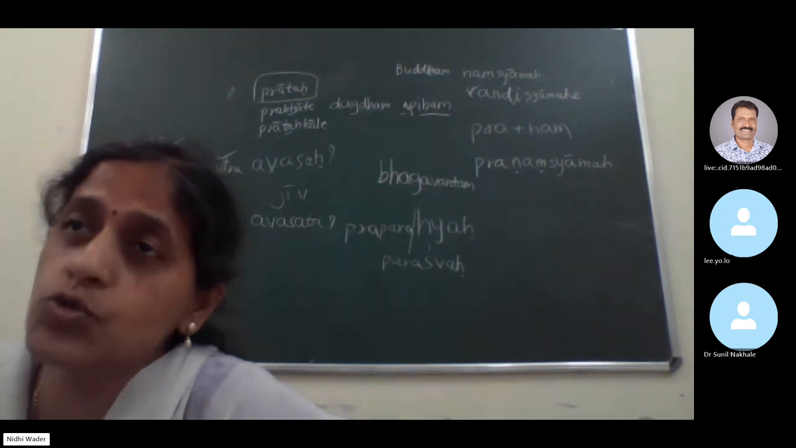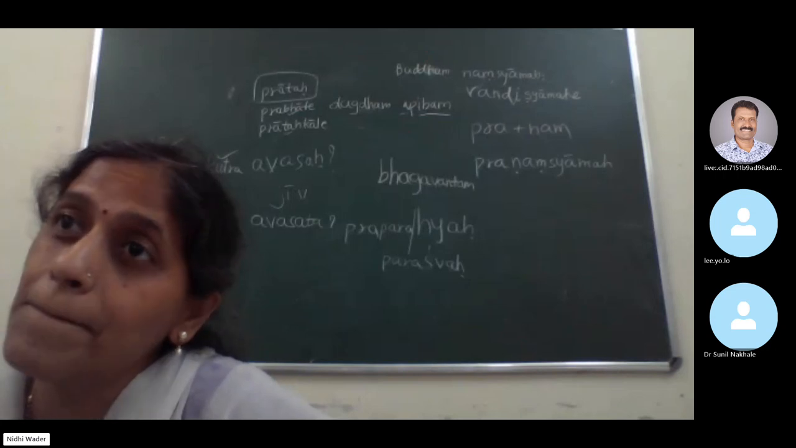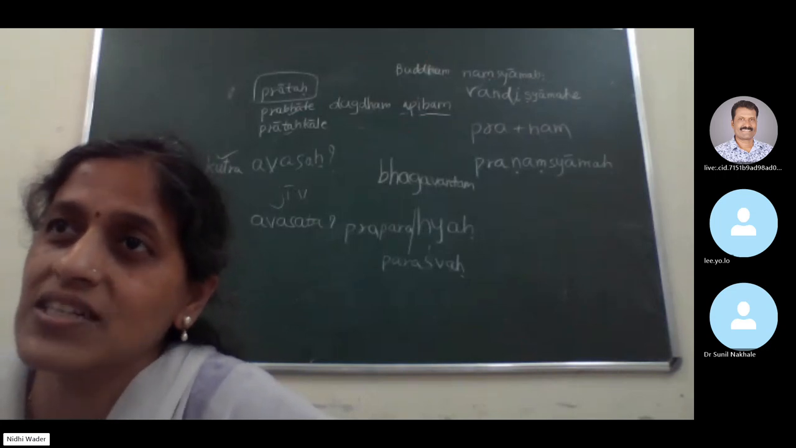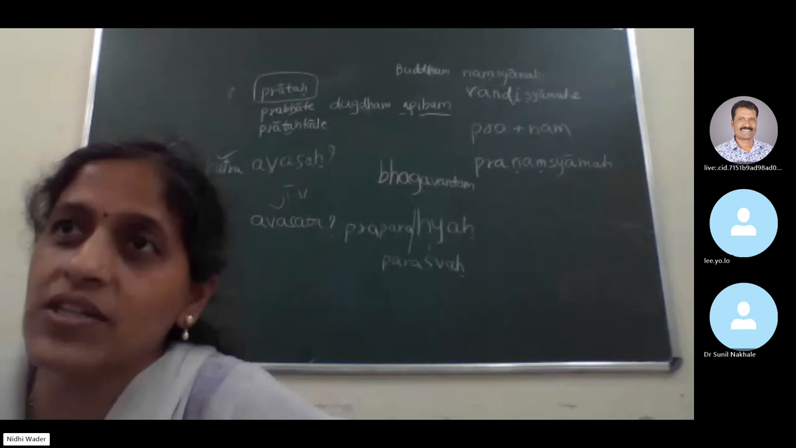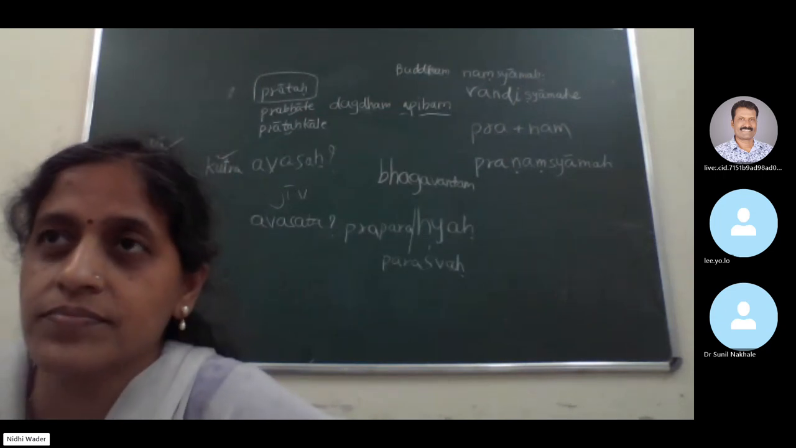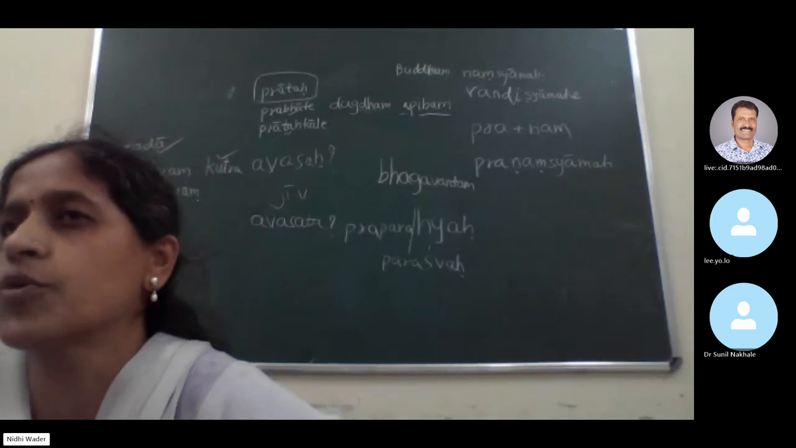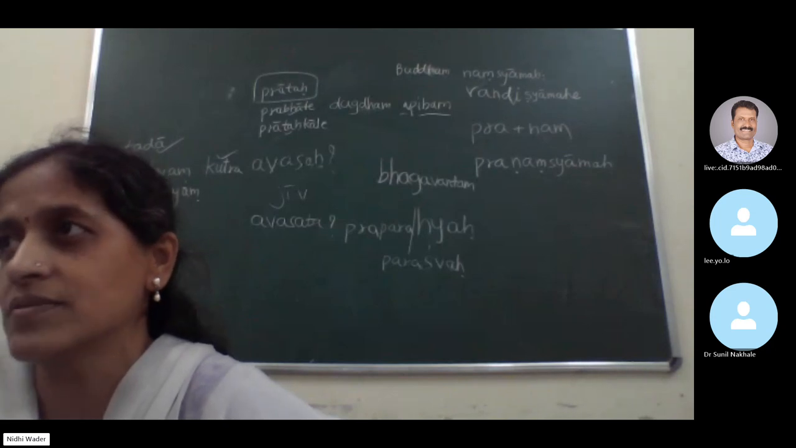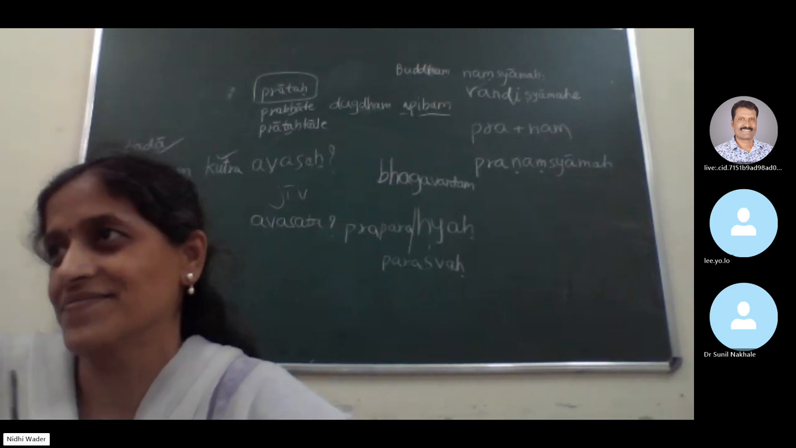December month is used in the locative, so it's time. So December month means in the month of December. In English, we usually say in the month of December. We don't say just in December, we say in the month of December. That is the style of English.